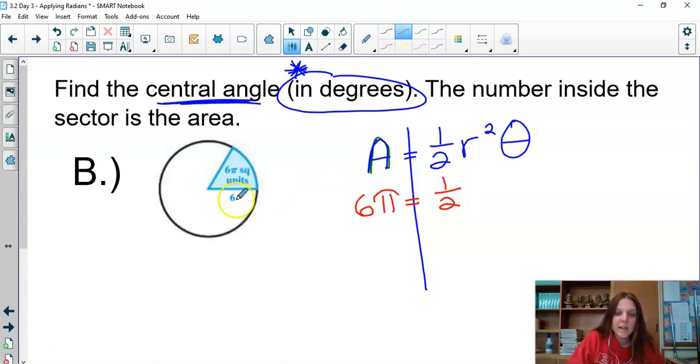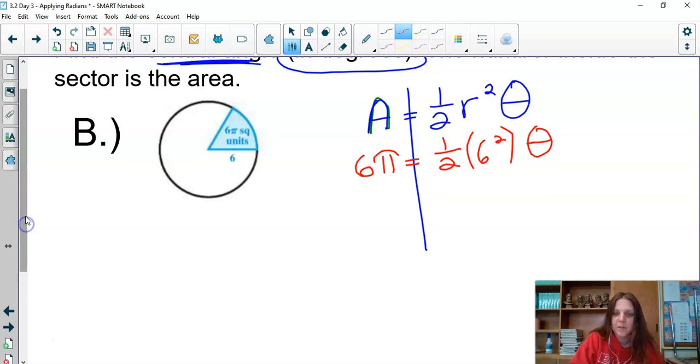The radius is given, that's 6. And don't forget you have to square it. And then theta is what we're trying to find. Find the angle, that's theta. So let's do some calculations. We're just going to simplify this up here.